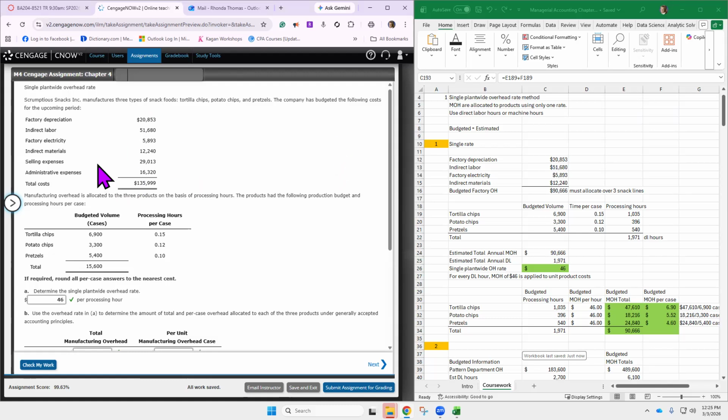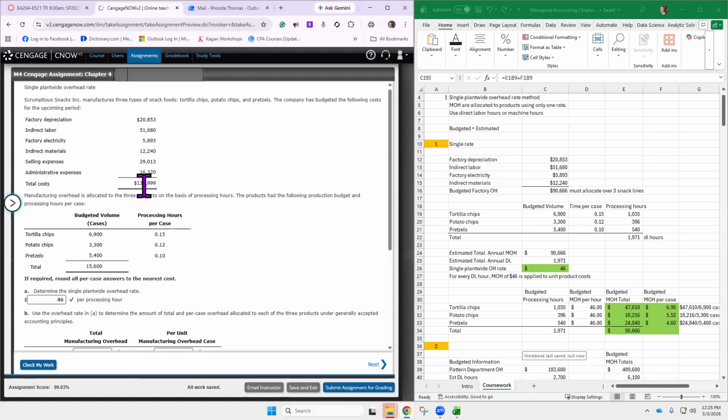All of this is estimated budget amounts, okay? Budgeted and estimated means it's what you think is going to happen, which doesn't necessarily mean that is what will happen. So we're not looking at actuals yet. We're just coming up with ways of estimating how a certain amount of overhead can be applied or allocated to product lines or departments, or whatever they're asking. So here we are with a snack company.